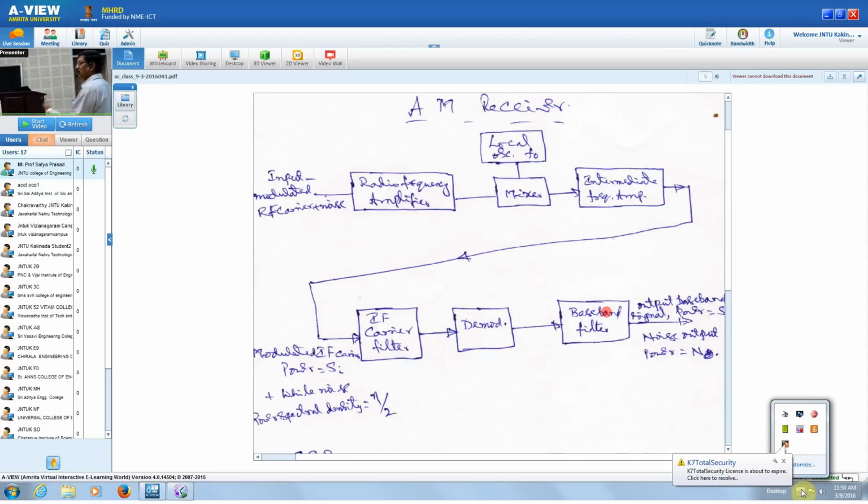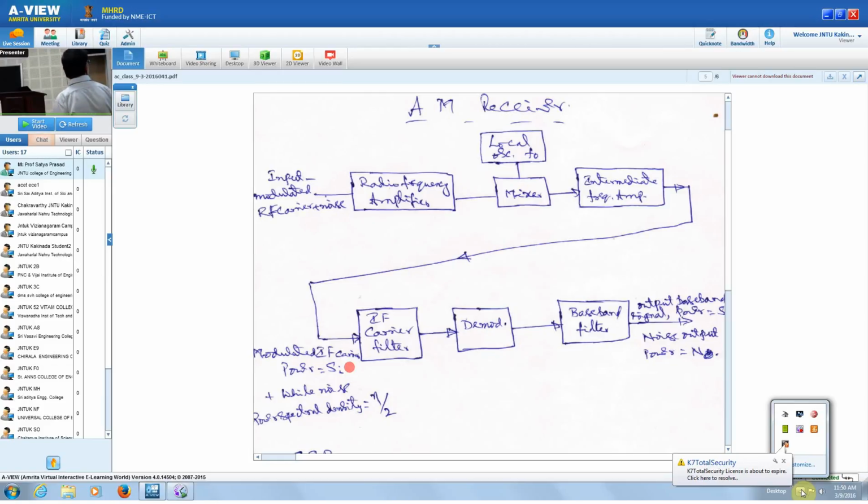SSB or DSB or AM with carrier that we are going to have. So we'll start with the SSB system. Before that, as we said, the input to this is going to be the modulated IF carrier power, which is represented as SI, the input signal power that is going to be given to your receiver circuit.